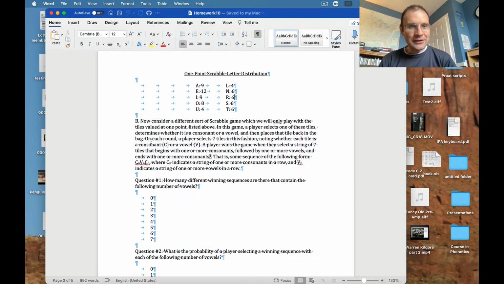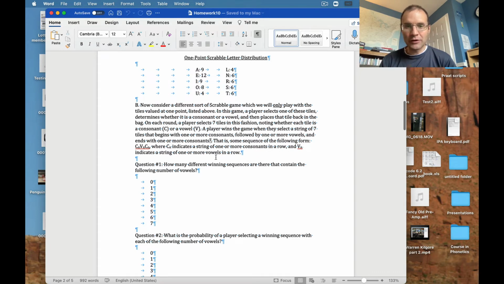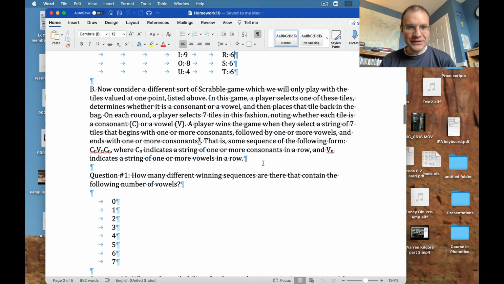You select 7 tiles in this fashion on each round and then determine whether each is a consonant or vowel. A player will win the game when they select a string of 7 tiles that begins with 1 or more consonants, followed by 1 or more vowels, and ends with 1 or more consonants. That is some sequence of the form C_n V_n C_n, where C_n indicates a string of 1 or more consonants in a row, and V_n indicates a string of 1 or more vowels in a row.